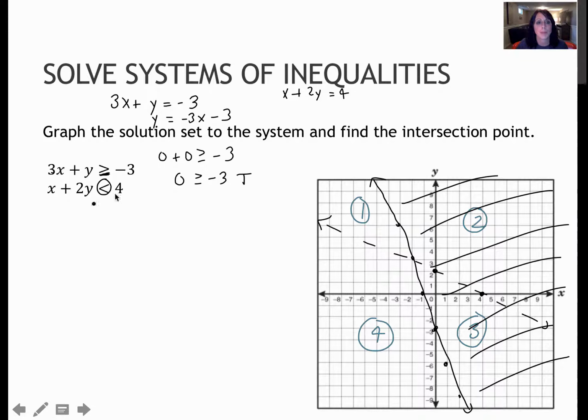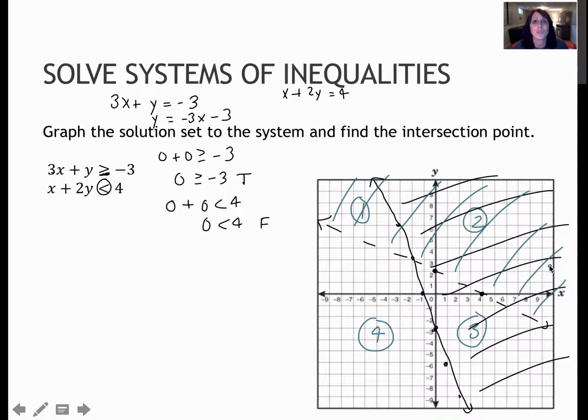Now I'm going to do the same thing with my dotted line. I'm going to choose 0, 0 again because my line doesn't go through 0, 0. And that gives me 0 plus 0 is less than 4, or 0 is less than 4, which of course is false, which means the dotted line should not be shaded below, but should be shaded above.